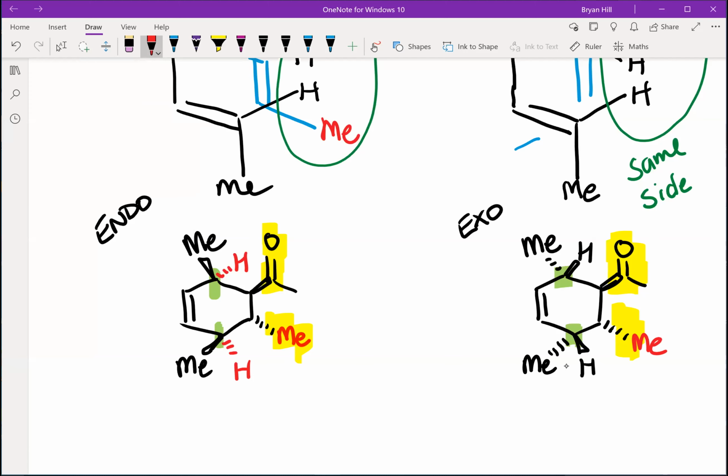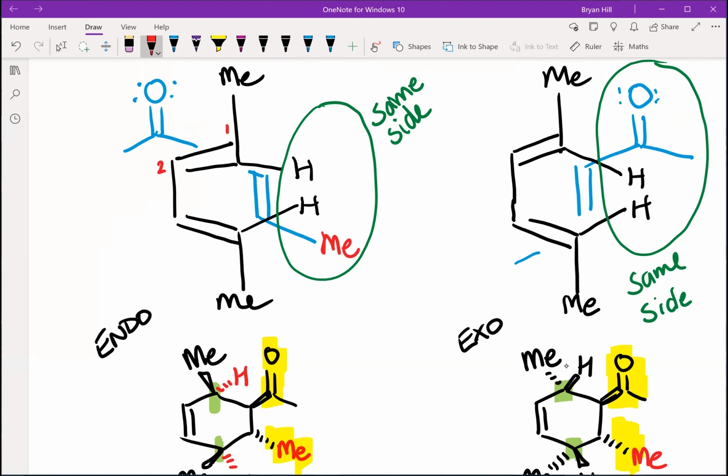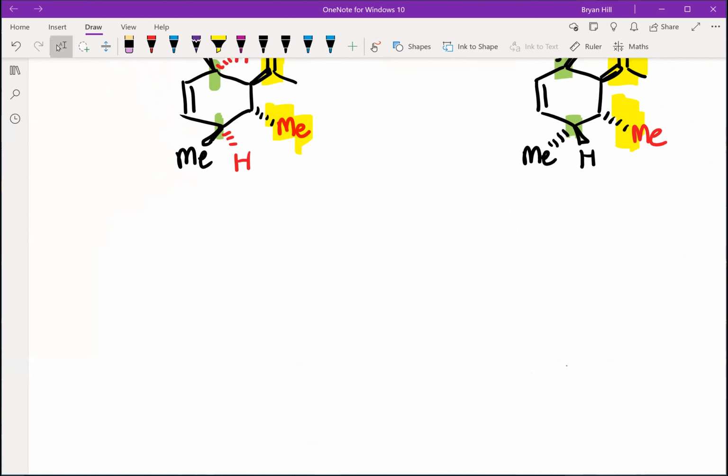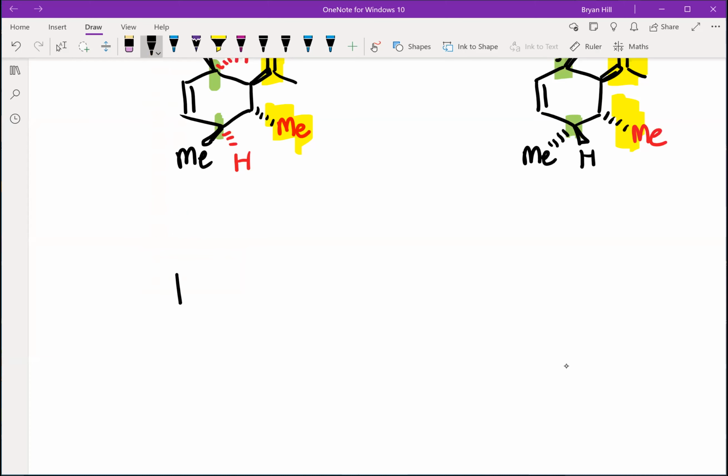So you need to know, whenever your diene itself has some substituents on it, in positions 1 and 4, that's when you need to use this to determine whether it is an endo transition state or an exo transition state. Let's do a couple more examples and everyone will get the gist of it. Okay, so let's do this reaction.